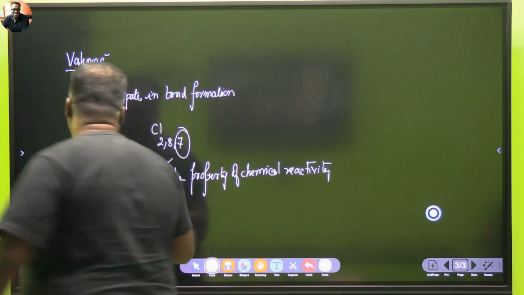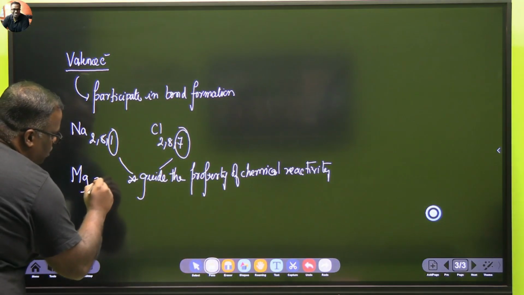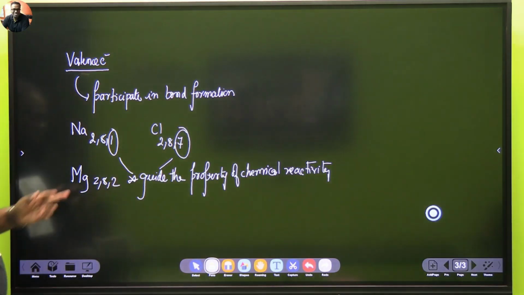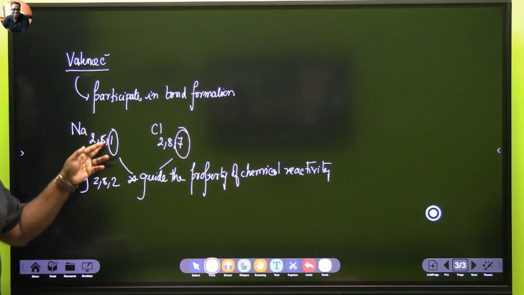If in comparison, I have somebody else, say magnesium, and magnesium is, say, 2,8,2. Magnesium also wants to be stable, but it has to lose 2 electrons. It has more work to do. Compared to this and this, its reactivity will be more.